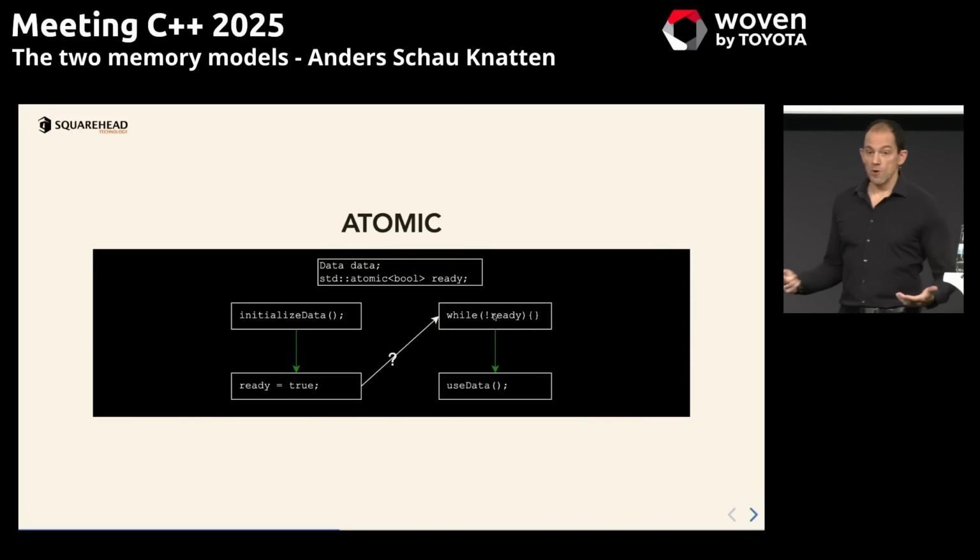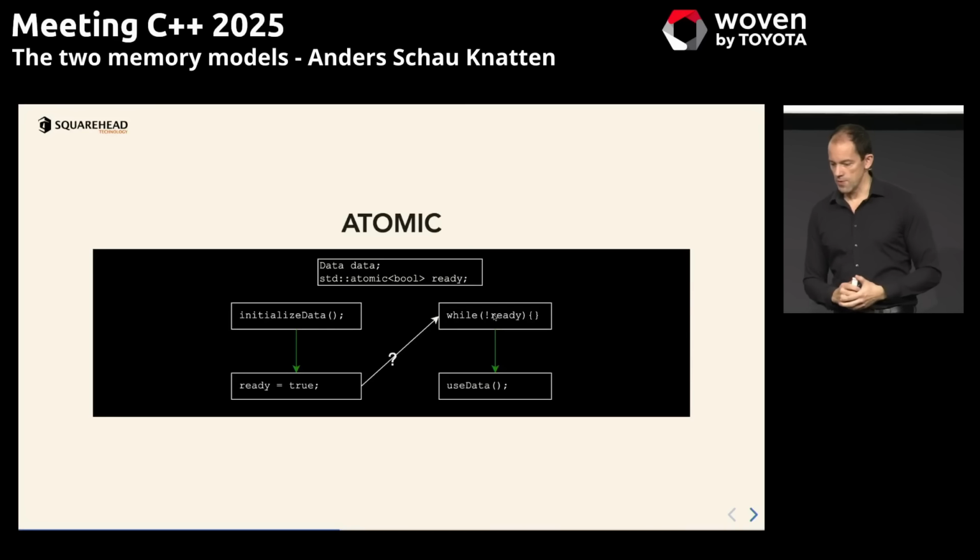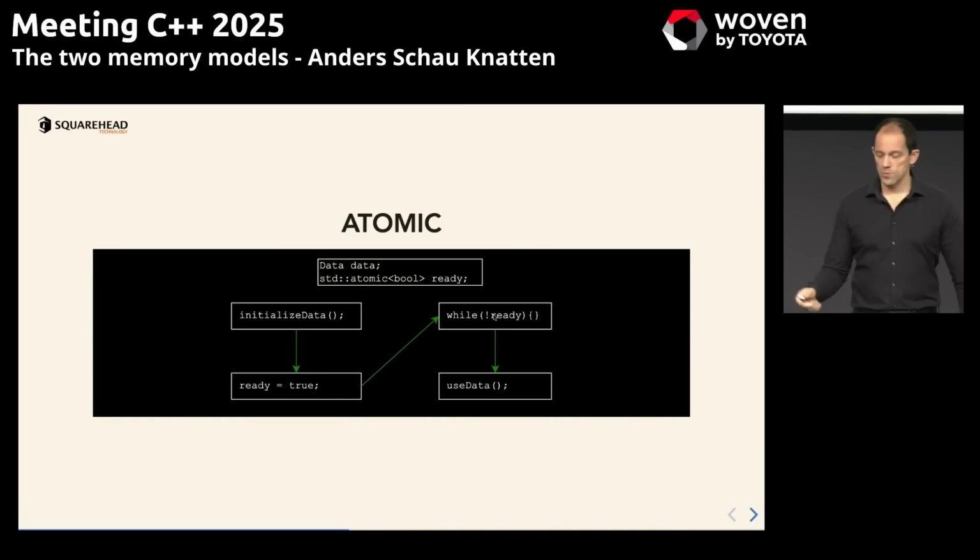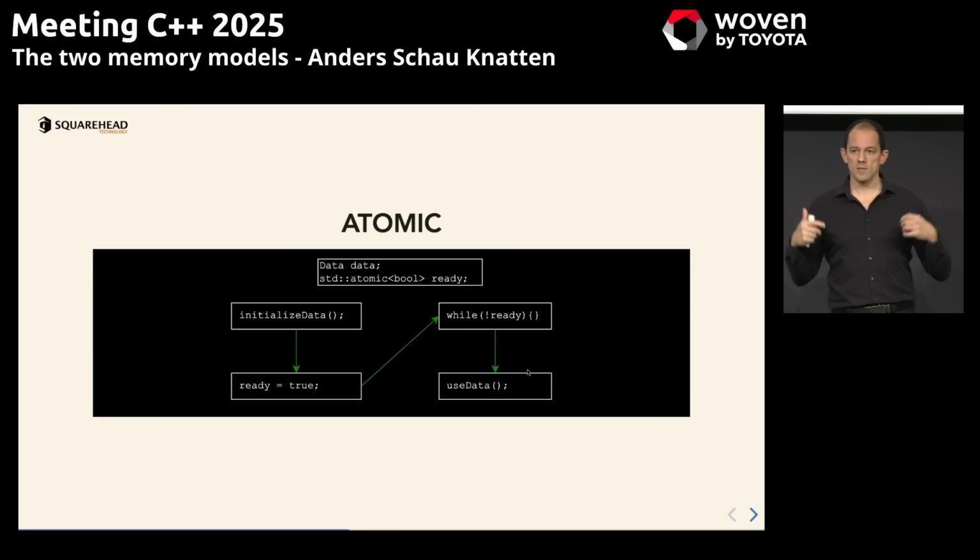Then we just put the atomic around the bool on the ready flag. And then this line turns green. So that's good. Now we have what we want. Now initialized data happens before ready equals true, happens before we read the true over here, happens before use data. So now, even though there's no mutex, we know that there's no data race on the data.